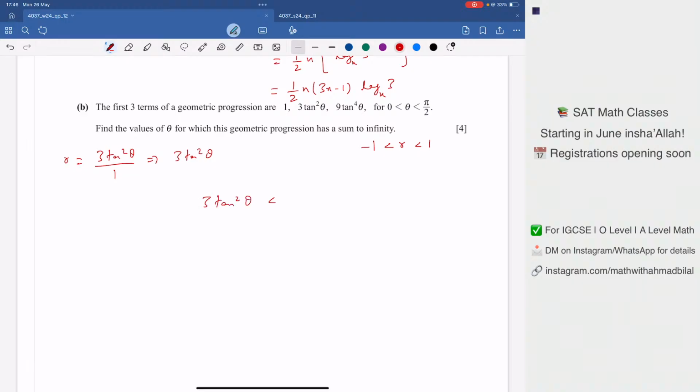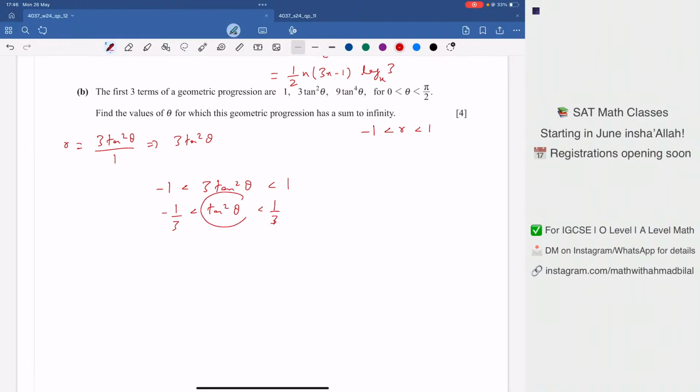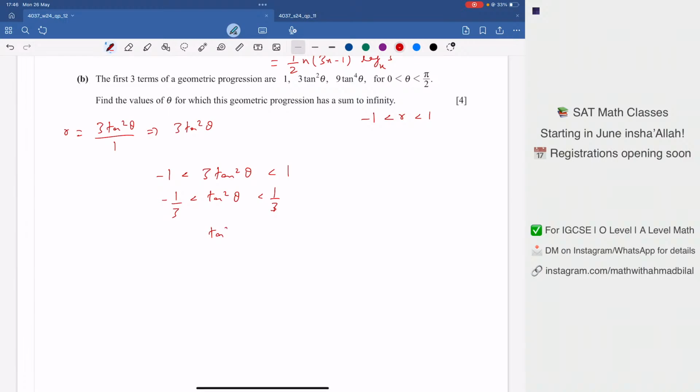So we could say 3 tan square theta is between -1 and 1. Divide by 3. So it becomes tan square theta between -1/3 and +1/3. Now again, it's a square, right? A square cannot be negative. So this is actually equivalent to saying tan square theta is between 0 and 1/3, right? Because then it can never be negative. So it has to be just less than 1/3. This inequality is redundant. It doesn't even matter because the square can never be negative. This is all that matters, that tan square theta is less than 1/3.